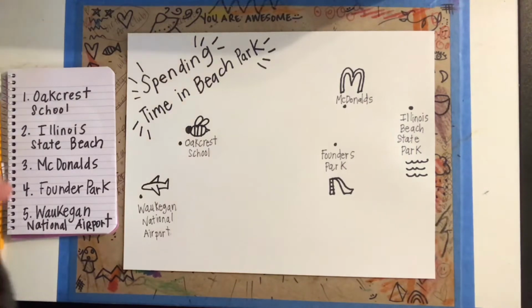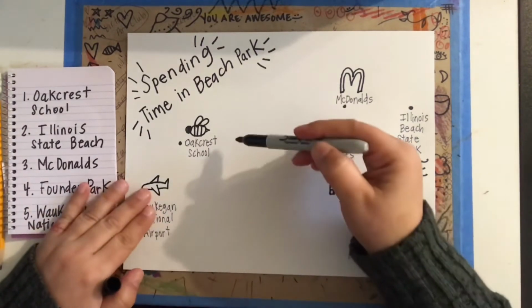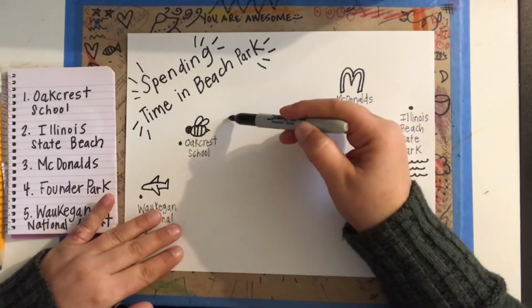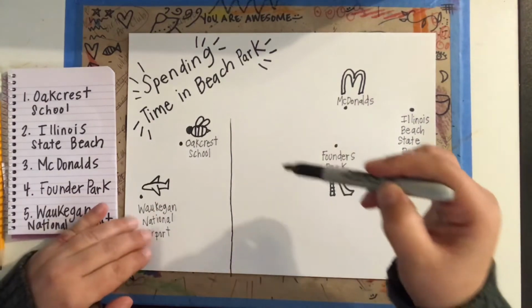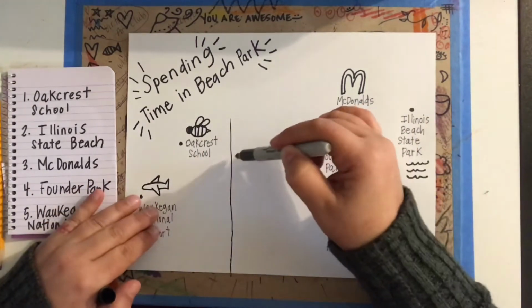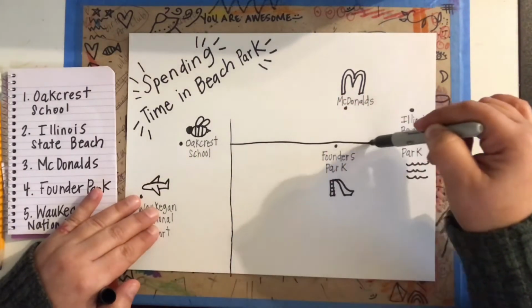you use roads, and you can draw them as best you can, because I know like Okra School is on Lewis Avenue, and if you want to label the names of the roads, that's fine too. And then Founders Park is on Beach.